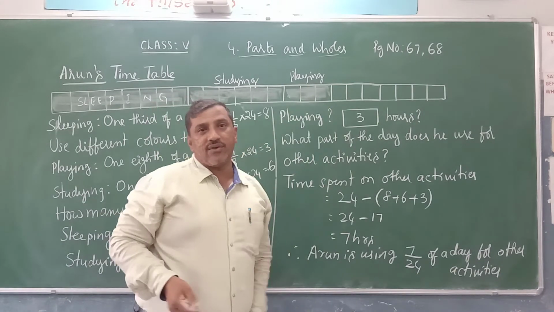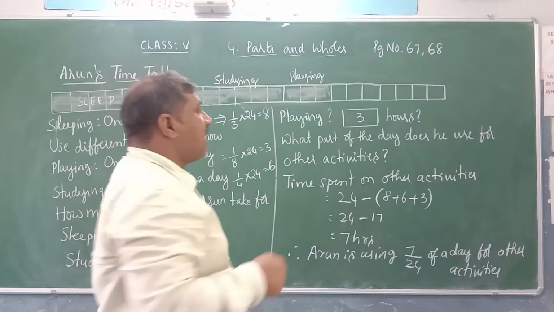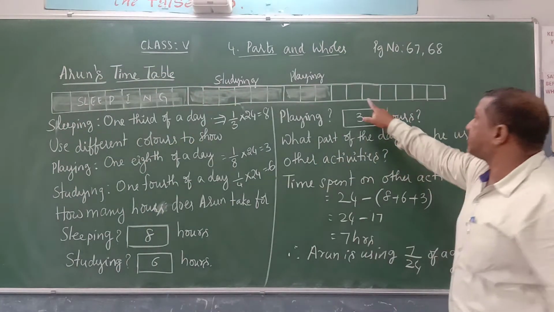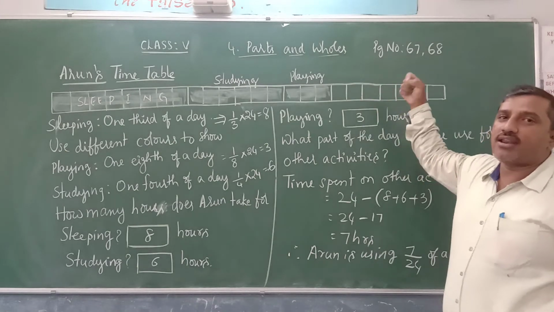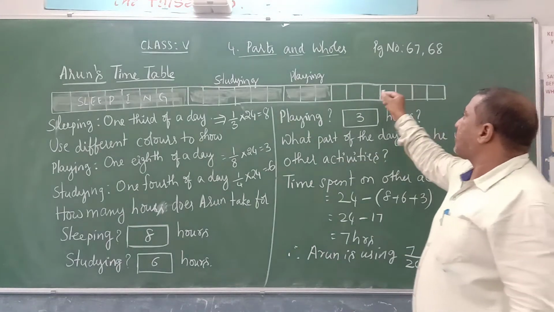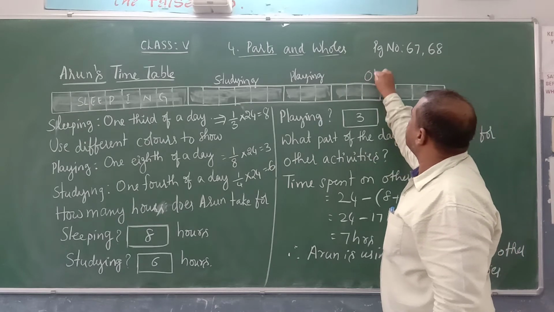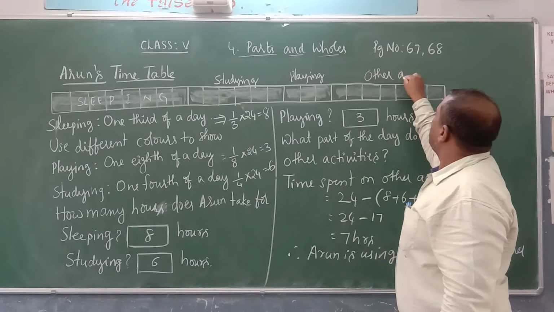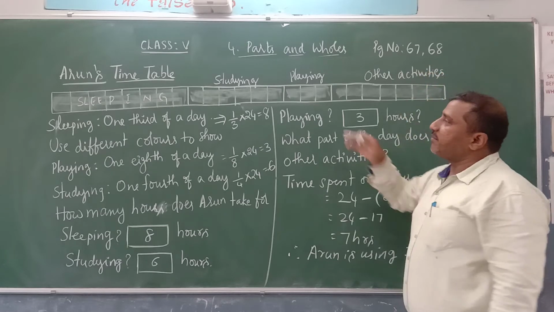Even from this picture we can find how many hours are left over that he is using for other activities. Now these 7 hours you color with a different color and you write other activities. This is other activities. Like this. You can also make it like Arun.